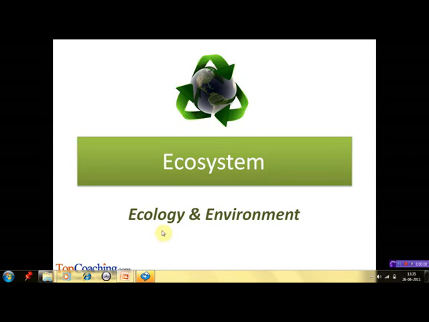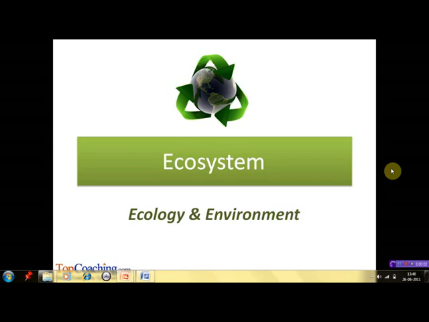In this session, we are going to discuss ecosystem under the unit Ecology and Environment. We have already discussed another chapter of this unit, that was Organisms and Population. And this is the second chapter of this unit. So many of the topics that we started in Organisms and Populations, you are going to find in this chapter also in continuation.